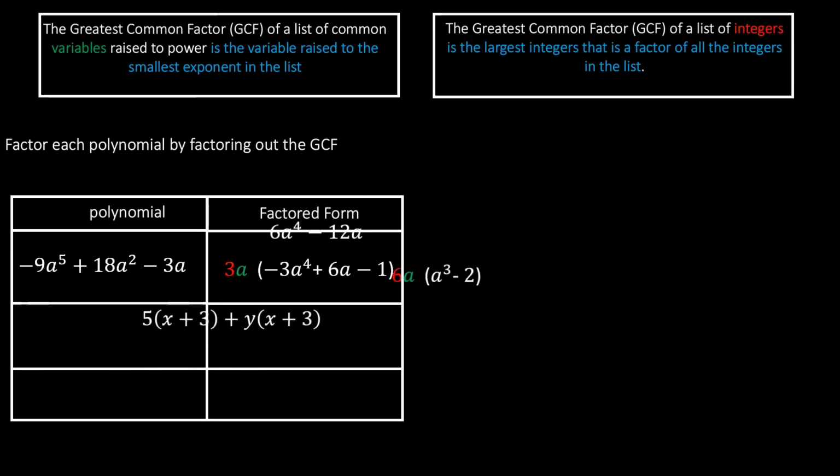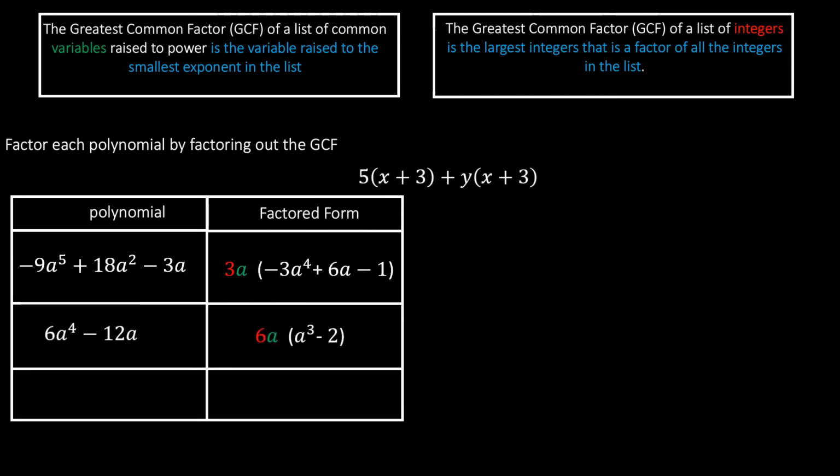Let's do one more example. We have the polynomial 5 times (x plus 3) plus y times (x plus 3). If we take a look at the two terms, we can see that the binomial x plus 3 is common among the two terms. So we can say that the greatest common factor is x plus 3. This means we can factor out x plus 3 to get the factored form (x plus 3) times (5 plus y).